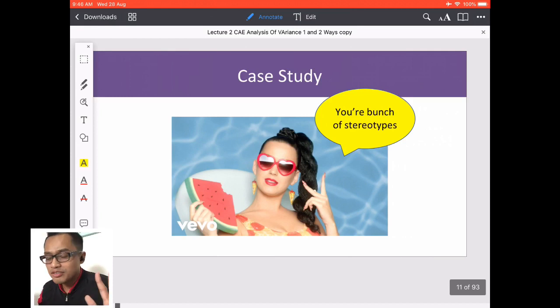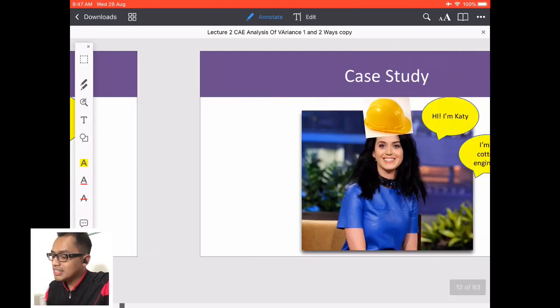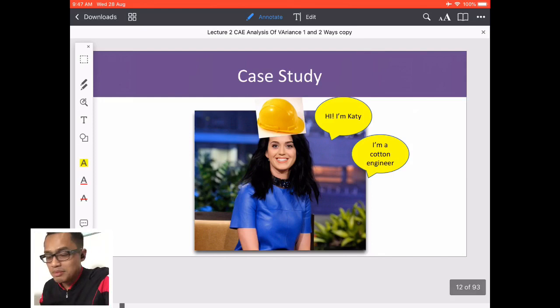Now this is my dearest friend in the whole world. I'm a fan of her. I'm not sure you know her because you were born a bit later than I was. So this is Miss Katy Perry. Of course you know her as a singer, but actually she's an engineer. You are a bunch of stereotypes, you guys. Her name is Katy, of course, and this time she's a cotton engineer. That's why you never see her around singing anymore, because she's busy doing engineering work, like you do.